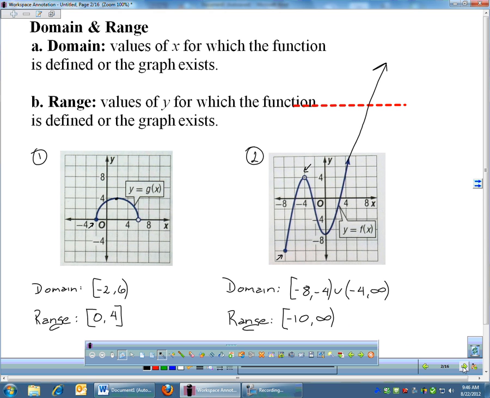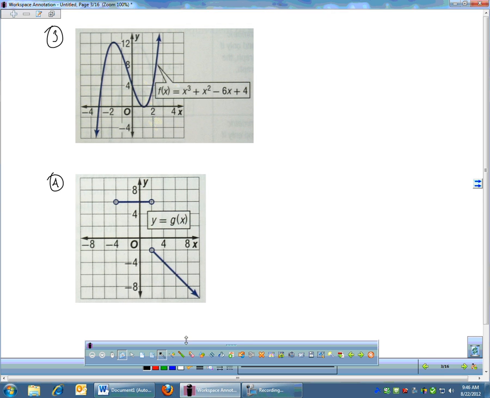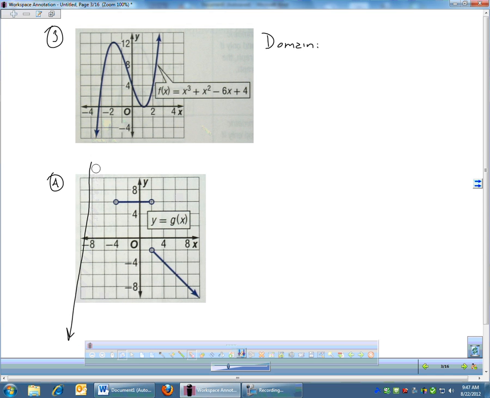All right. Moving on. Let's look at these two real quick. We'll go a little bit faster. So domain. For number 3 here, visualize a vertical line. If I drag a vertical line across, notice this also has arrows. Even though it's extremely steep, this thing is always moving slightly to the left. So it's always going left, which means this is going to hit every single x-coordinate to the left.